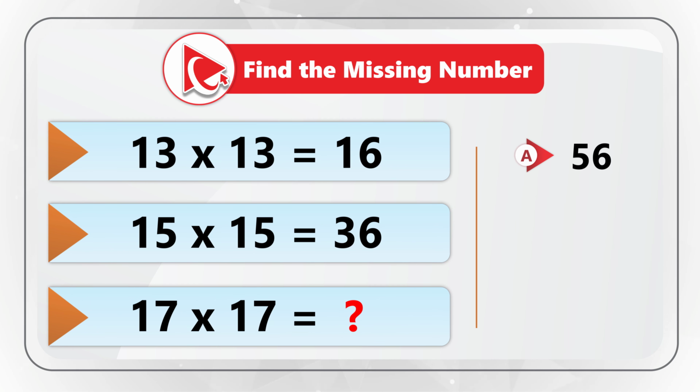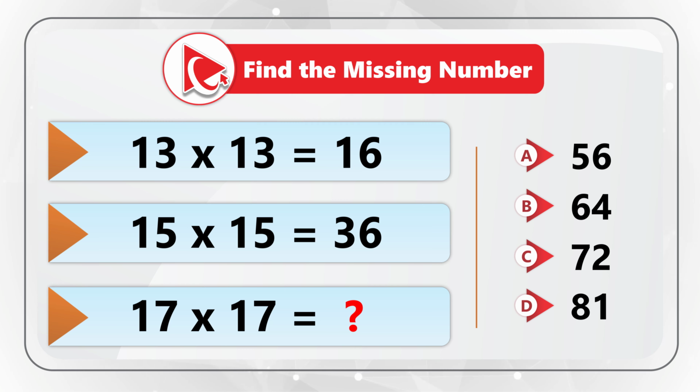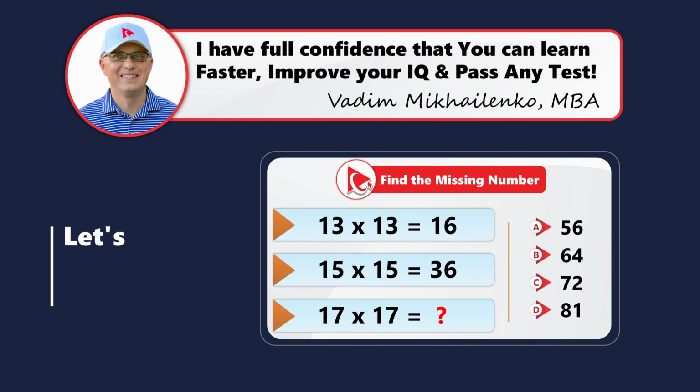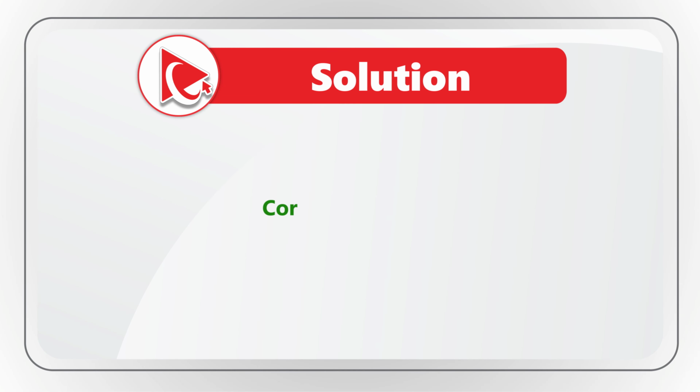Choice A, 56. Choice B, 64. Choice C, 72. And choice D, 81. Take a close look. Maybe pause this video to see if you can come up with the answer. Did you figure it out? The answer is so simple, so when you learn it, you'll be very surprised. Because the correct answer, choice B, 64, is calculated very easily.